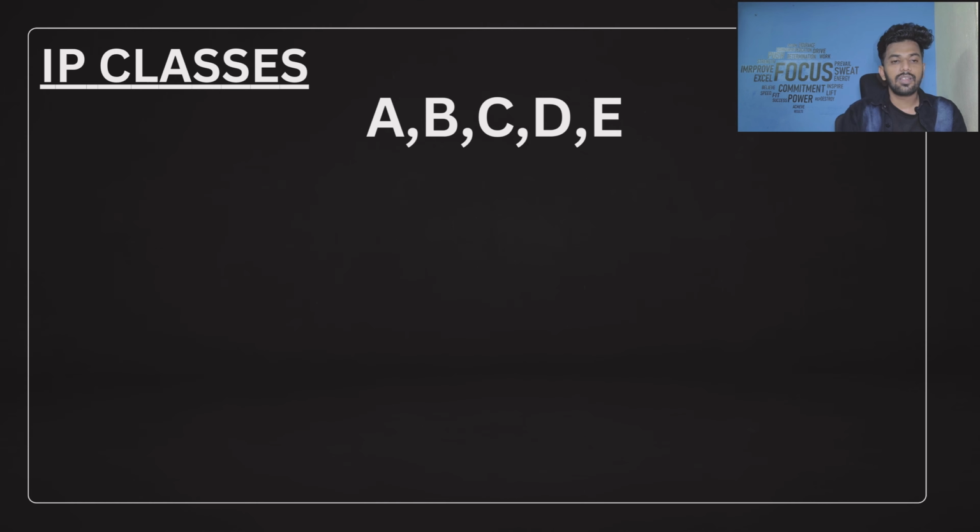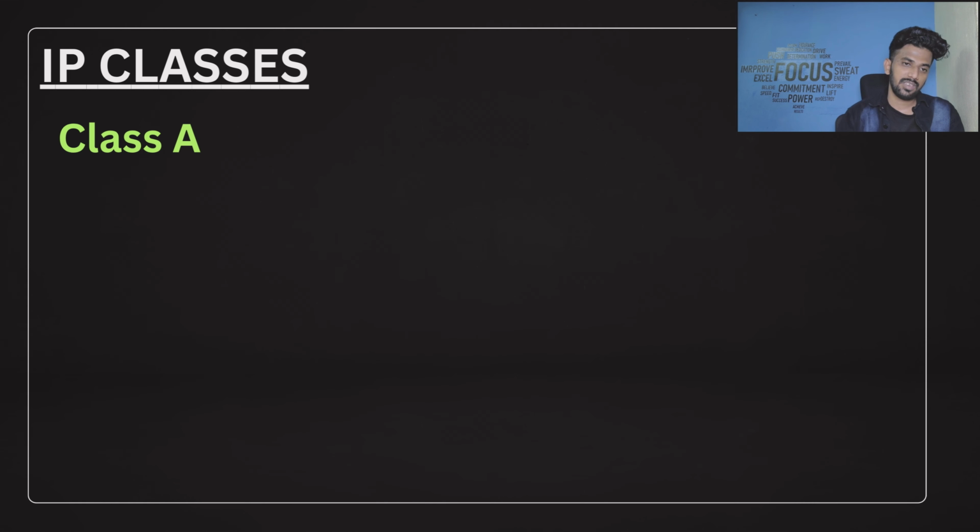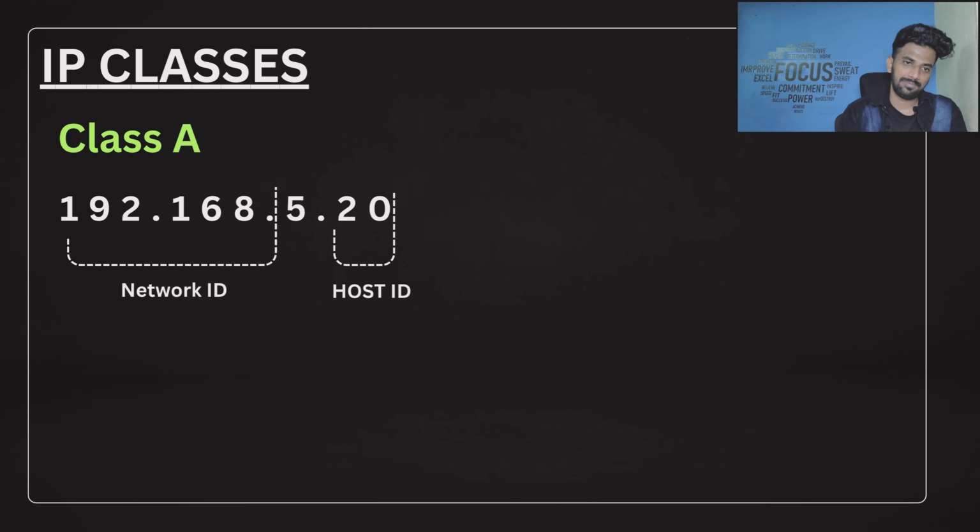Okay. The first one is class A. It has few networks, but each network could support millions of hosts. This is mainly designed for very large organizations. Okay. You may have a question here. What is a network? What is a host? Okay. The network identifies which network the device belongs to. All the devices within the same network share the same network portion of the IP address. I know it is a bit confusing. For that, let's take a general example and try to understand.